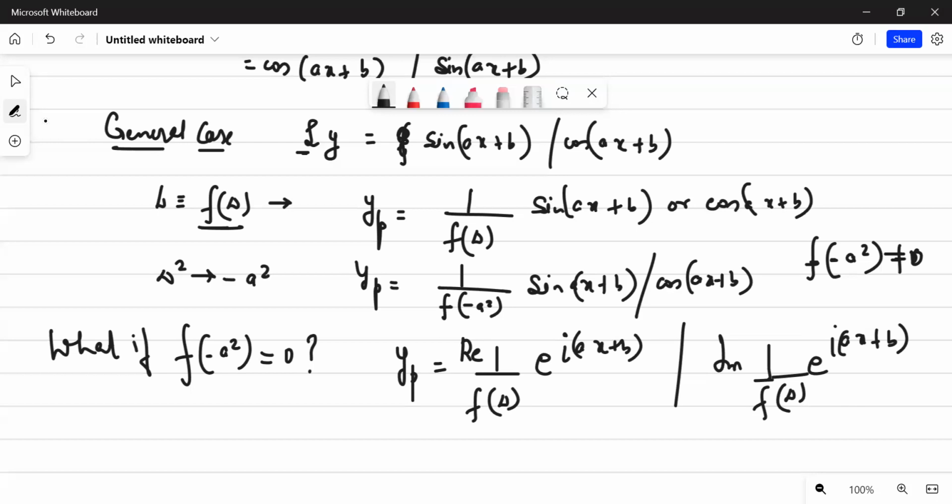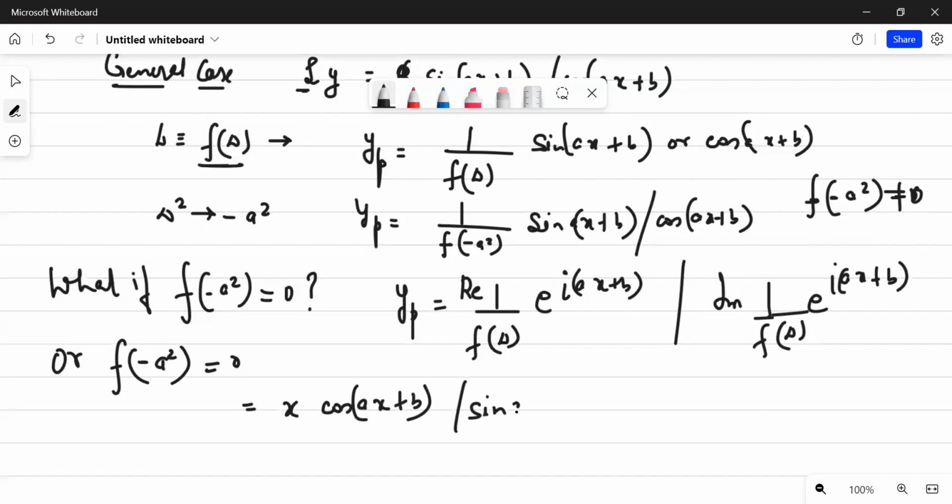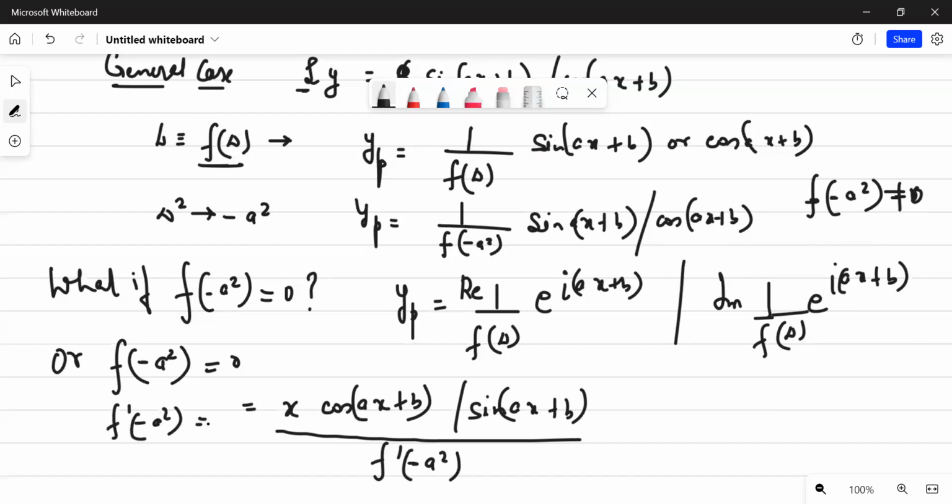If it isn't clear this way, then if f of minus a square is equal to 0, all you need to do is multiply with x. You can write cos ax plus b or sin ax plus b. Take the derivative of the function and place minus a square, if f dash minus a square is non-zero.